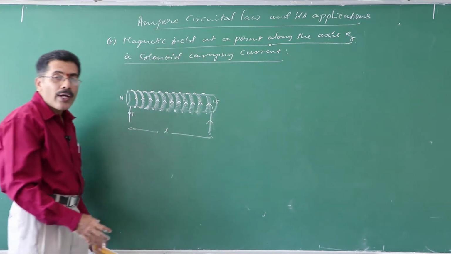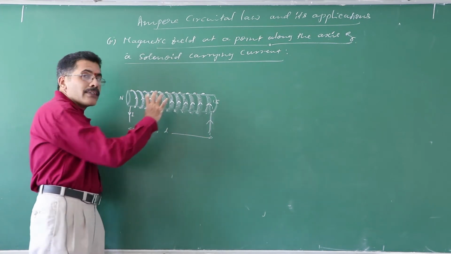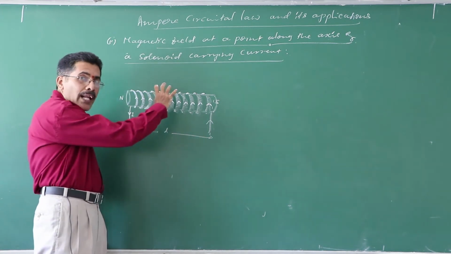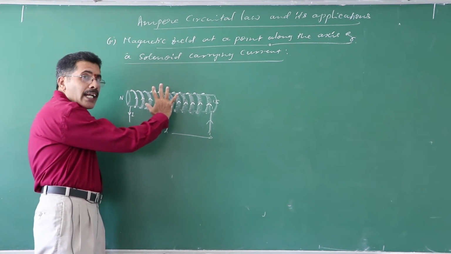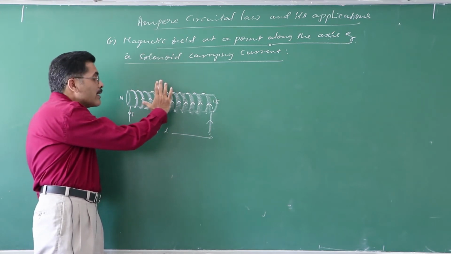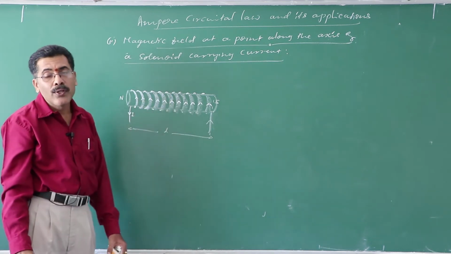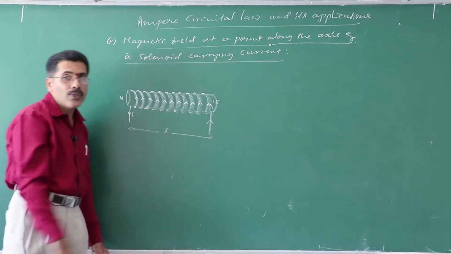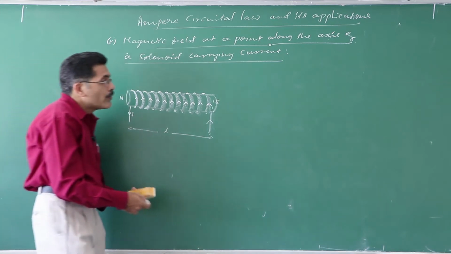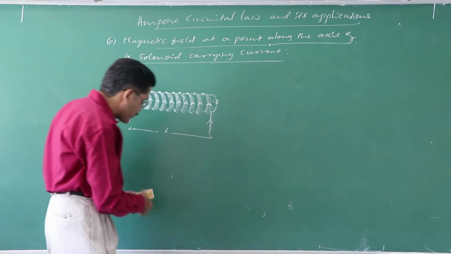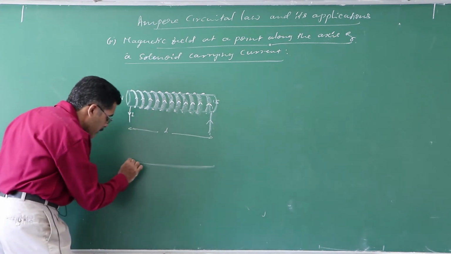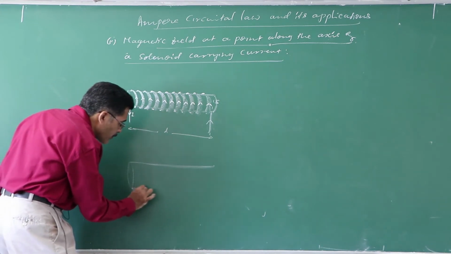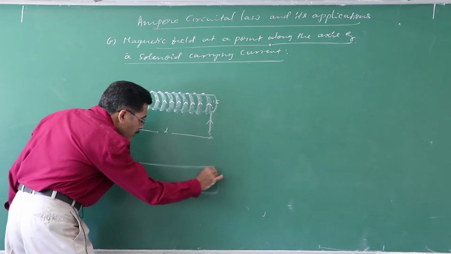Say a solenoid is clasped with the right hand such that the fingers indicate the direction of current, then the thumb points to the north side of this solenoid. Therefore, if you redraw this, the schematic diagram would be like this. This is the schematic diagram.